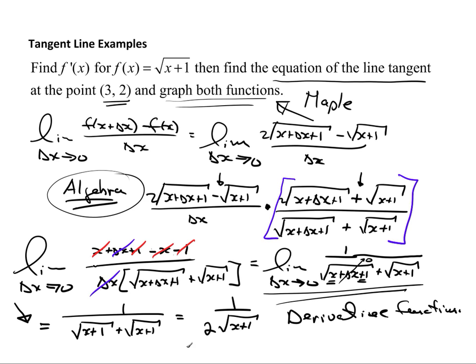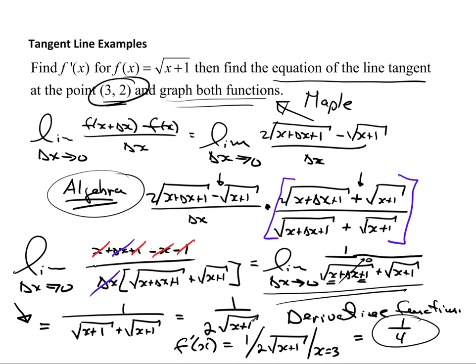Which is f prime of x. So f prime of x actually equals 1 over 2 times the square root of x plus 1. And then it said to find it for the point 3, 2. So I want to evaluate this at x equals 3. And when I do, I'll get 1 over 4, because 3 plus 1 is 4, square root of 4 is 2, 2 times 2 is 4. So there's the slope of this function at the point 3, 2.